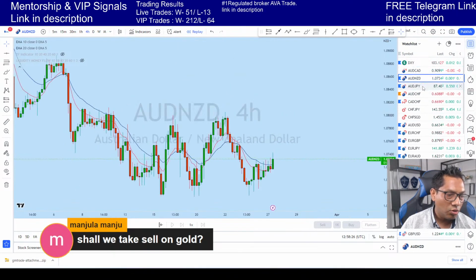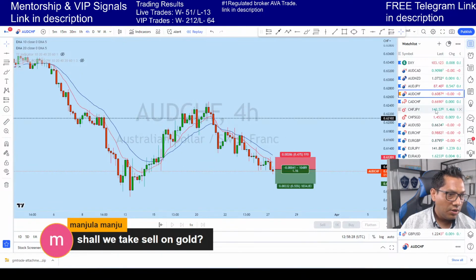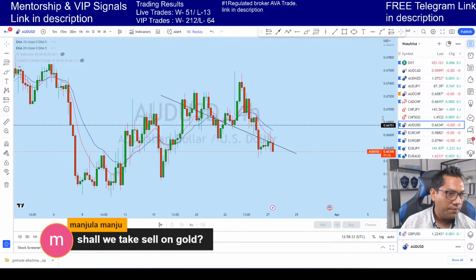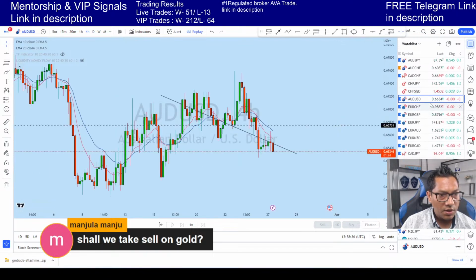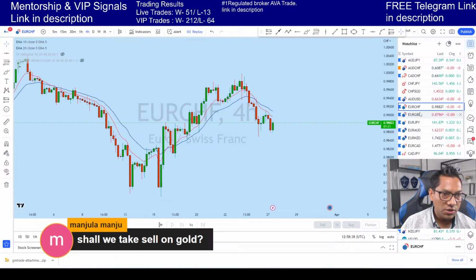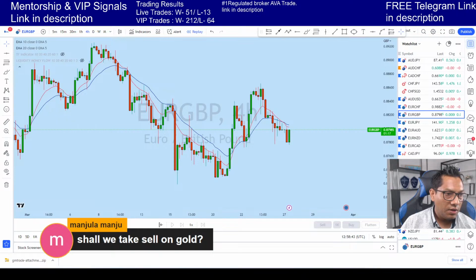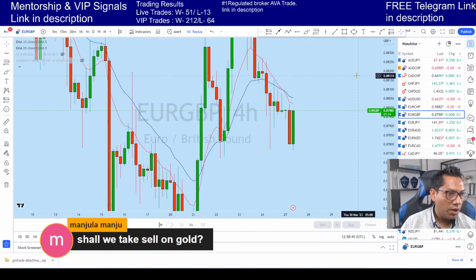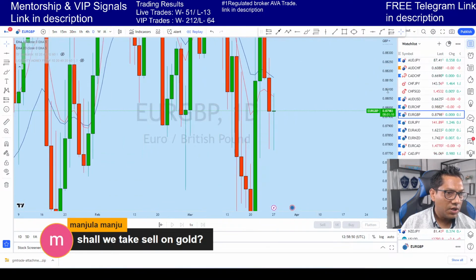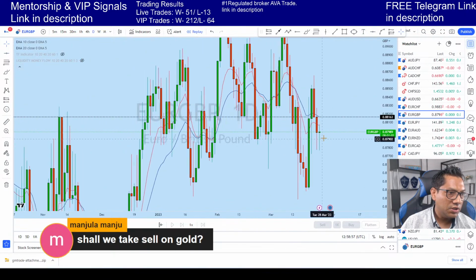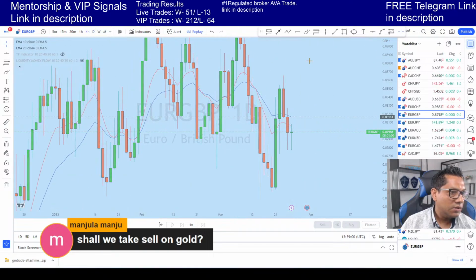So AUD CAD strongly bearish, Aussie yen, AUD CHF looks bearish. Let me look at all of them. AUD USD, AUD looks weaker, Euro CHF on a pullback, Euro GBP is going to a zone, a very interesting area. I think that Euro GBP is going to a zone where we could find a selling opportunity. This market to me is bearish.